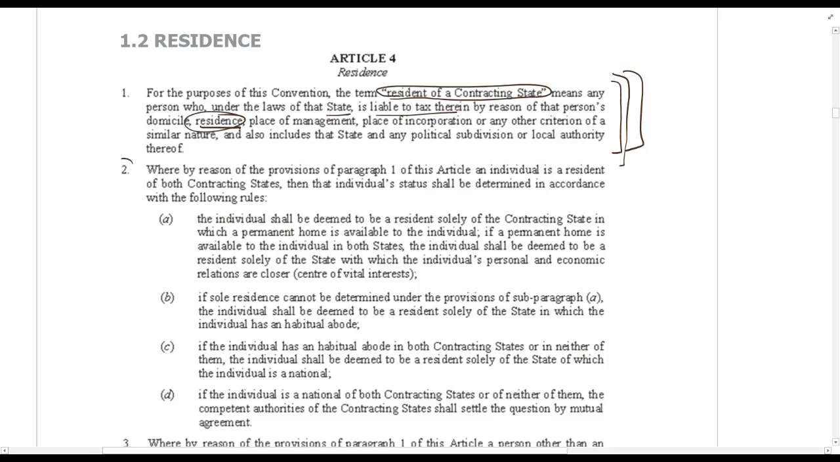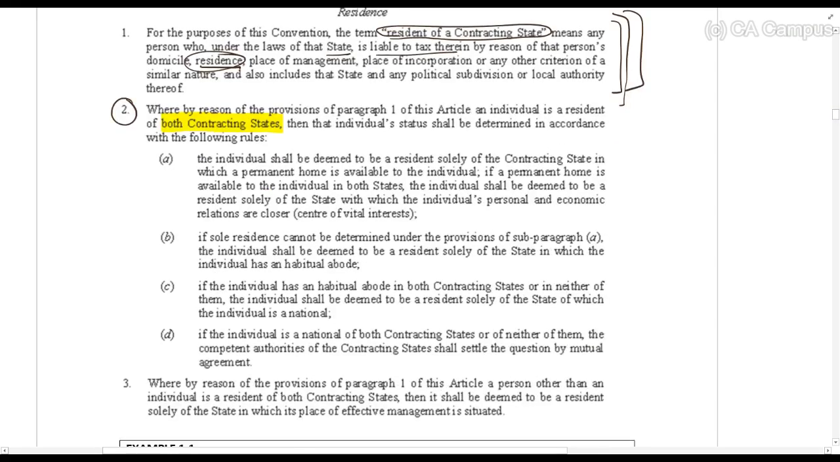So this next paragraph tells us, where by reasons of the provisions of subparagraph 1 of this article, an individual is a resident of both contracting states, then that individual's status shall be determined with the following rules. So they're saying, if your tax laws say you're now a resident in both places, this double tax agreement will tell you where you should be. Okay, so A, the individual shall be deemed to be a resident solely of the contracting state in which a permanent home is available to the individual. So they say, okay, do you have a home in South Africa but not one in England? South Africa is where you're a resident.